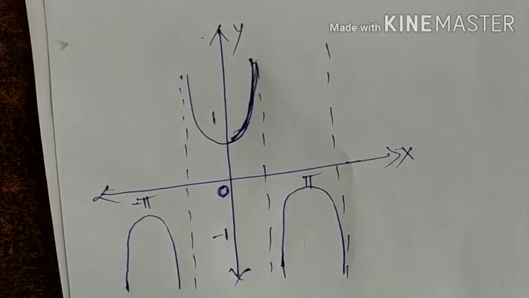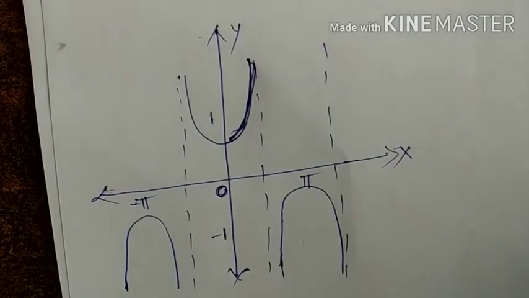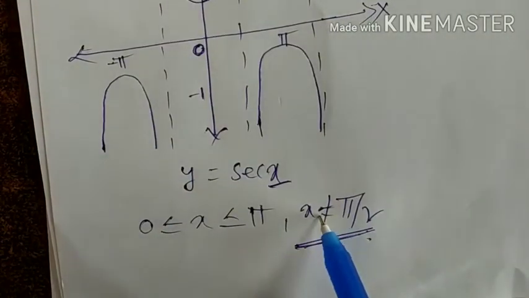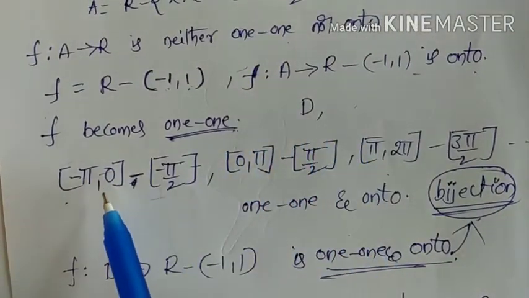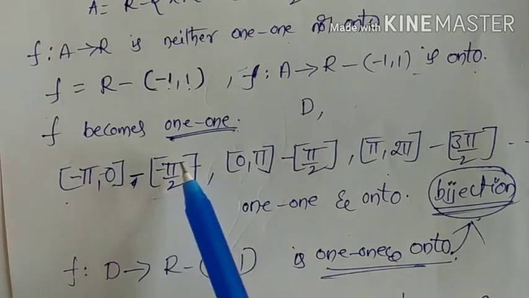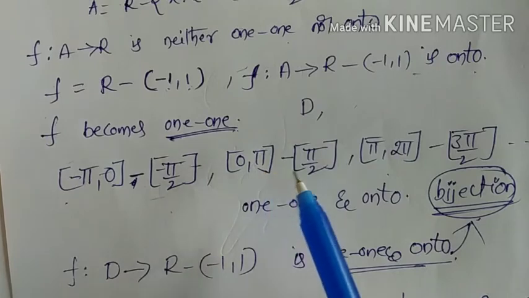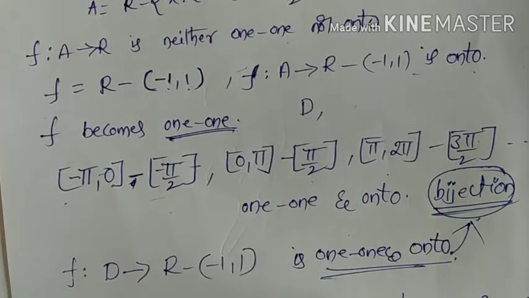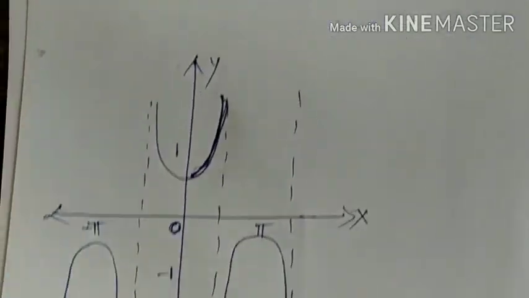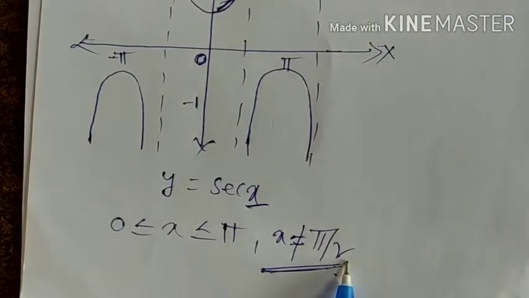This is very important, because x is not equal to pi by 2. We discussed this when discussing the domains of this function. So minus pi to 0 minus pi by 2, and 0 to pi minus pi by 2. For these certain intervals only this function is satisfied. So that's why here x is not equal to pi by 2.